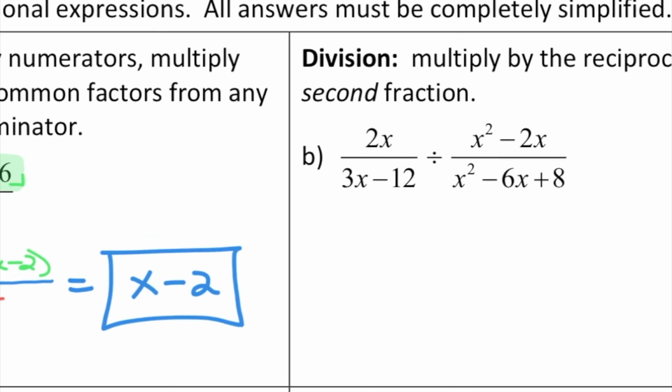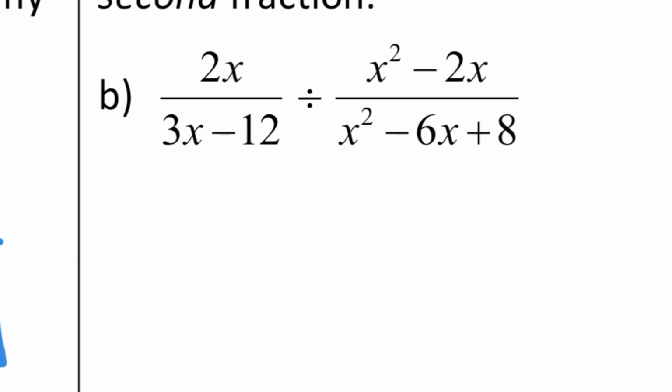Now for division, I don't care if you factor first or flip first or factor and flip all at the same time. But what you eventually want to do is look at this as: I have a numerator that can't be factored further. I have a denominator that has a GCF. I have a numerator that also has a GCF. And I have a denominator that can be factored.